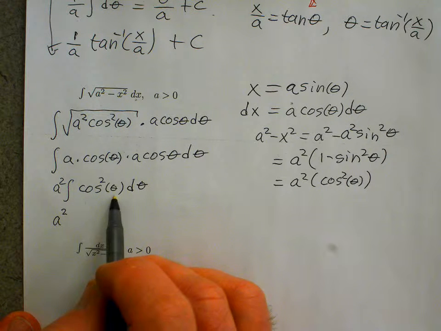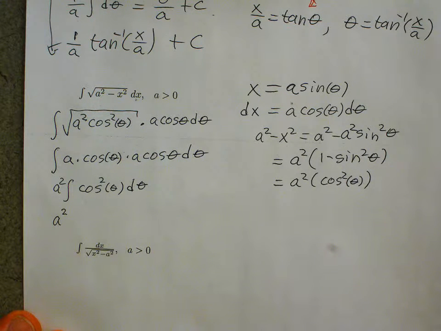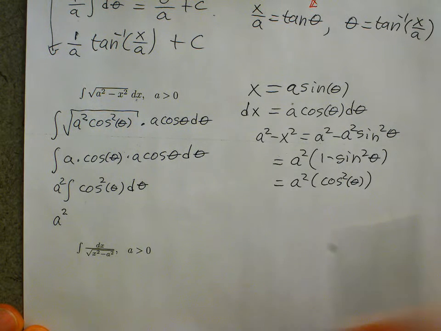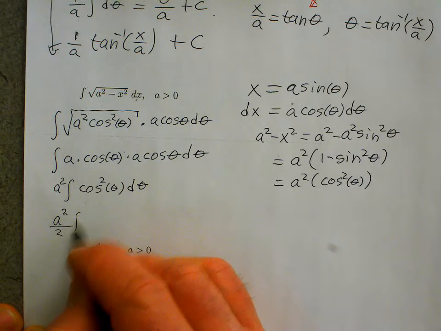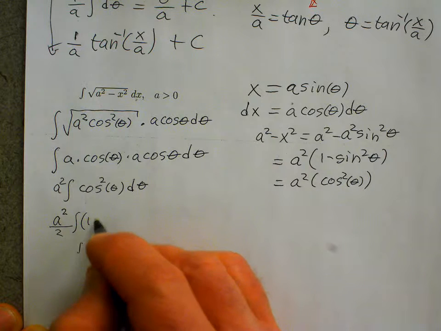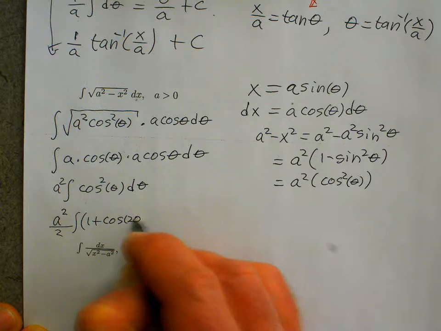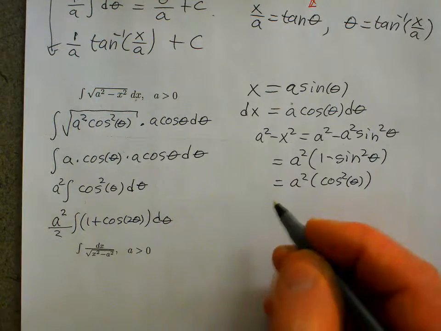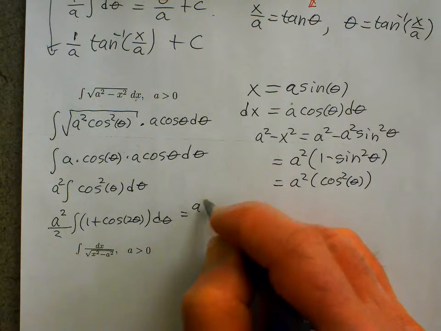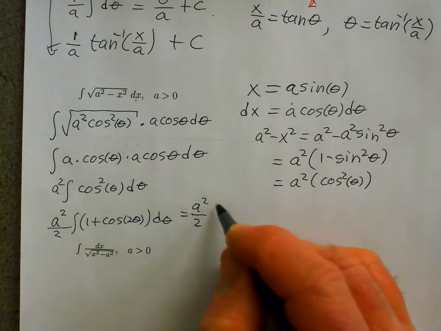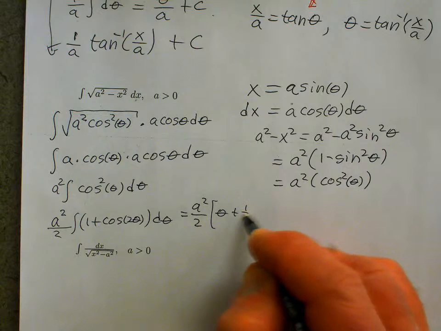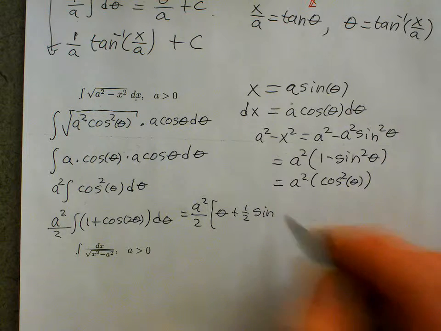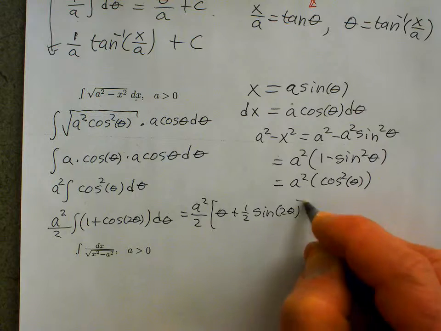So replace cosine of theta squared with 1/2 plus 1/2 times cosine of 2 theta. So if we bring the factor 1/2 out front, multiply a to the second times 1/2, we get a to the second over 2. And then the integral of 1 plus cosine of 2 theta d theta. So we'll probably run out of room, but the antiderivative is theta plus 1/2 sine of 2 theta plus a constant.